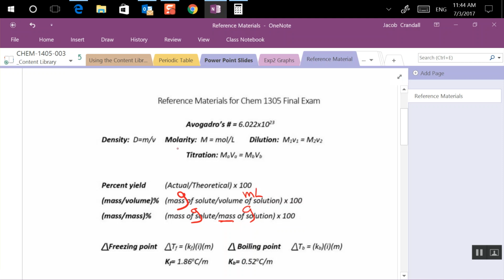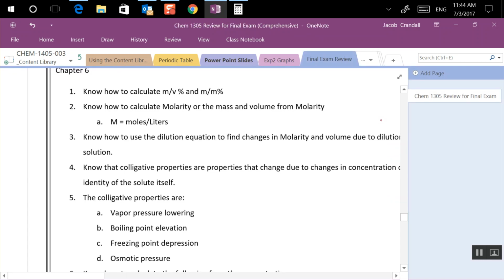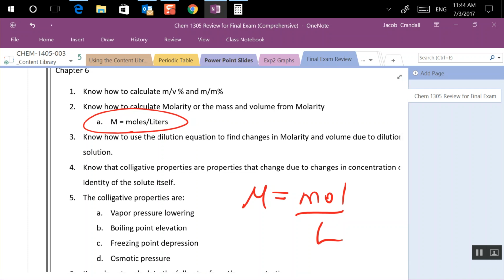Another one in this is density. Moles per liter. So that's right there. You know how to calculate molarity. So essentially with molarity, you're going to have more types of these questions than you will probably have of any other type on chapter 6.